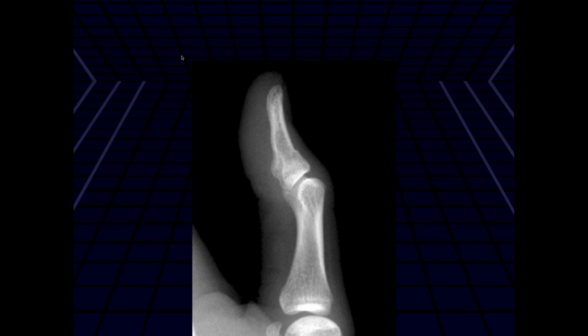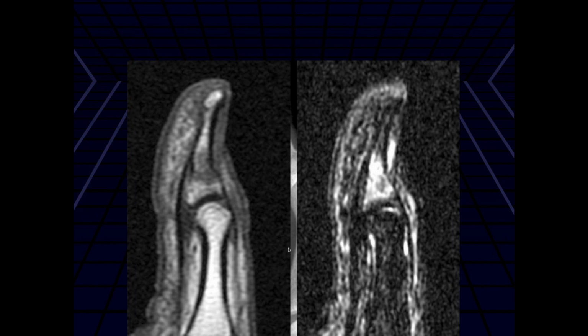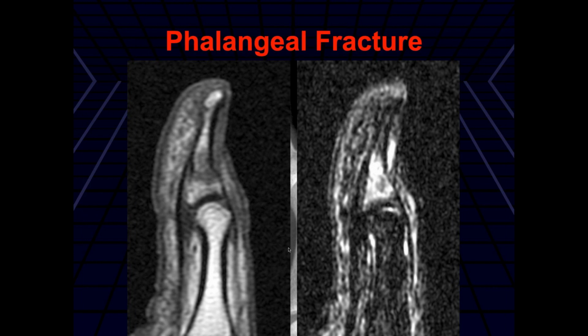So here it looks like there is some subluxation of the distal phalanx with respect to the proximal phalanx, and there is some cortical irregularity of the phalanx. So here we have the MRI, and it shows surrounding marrow edema compatible with an acute fracture.